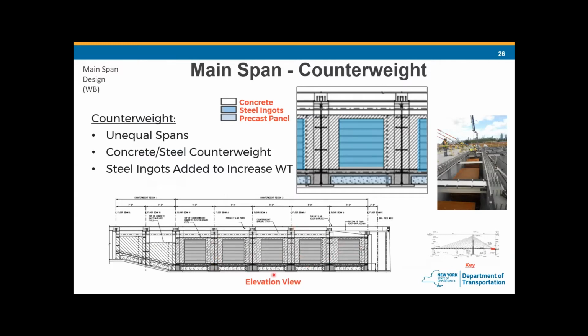And we have 5 typical counterweight bays, and the construction sequence in this bay is: install the precast panel first, pour the leveling slab, then install the steel ingot on top of the leveling slab, then pour the encasement concrete, then install the precast panel, and pour the infill concrete to make the deck composite with the steel framing.